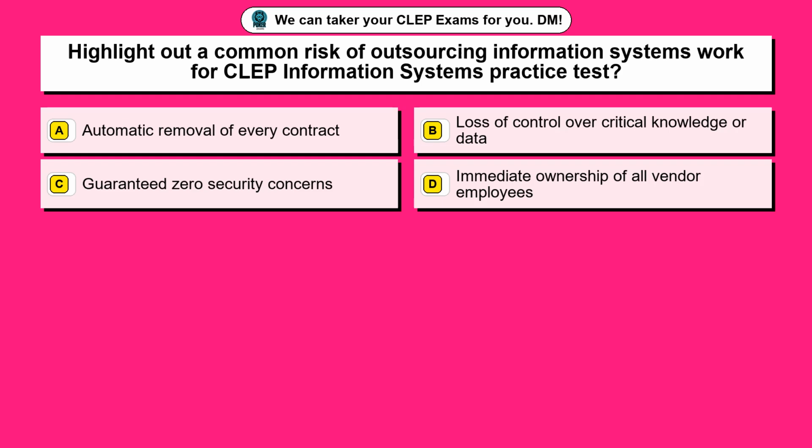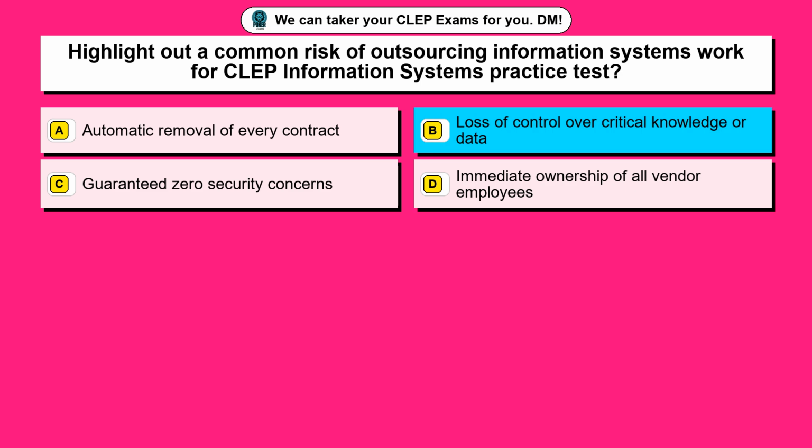Question 96. Highlight a common risk of outsourcing information systems work for CLEP Information Systems practice test. Option A. Automatic removal of every contract. Option B. Loss of control over critical knowledge or data. Option C. Guaranteed zero security concerns. Option D. Immediate ownership of all vendor employees. The correct answer is option B.